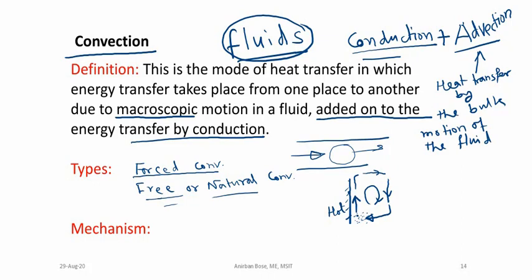See here, there is no fan or pump, nothing, there is no external agency. Only because of the temperature difference, a density gradient is created, and because of that this flow of air takes place. So here the flow is created in a natural way because of the difference of temperature. So this kind of phenomenon or study is under natural convection or free convection.